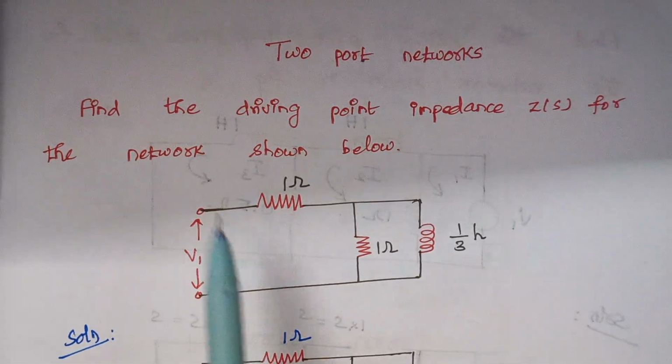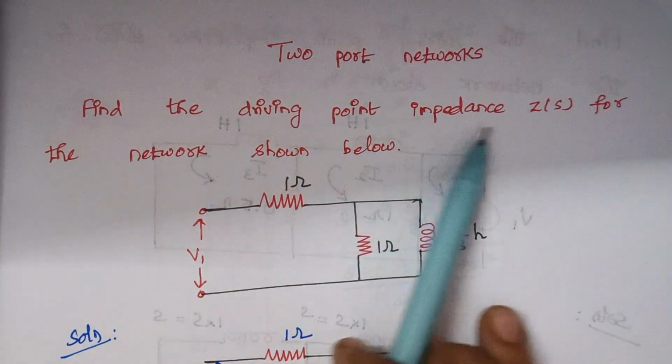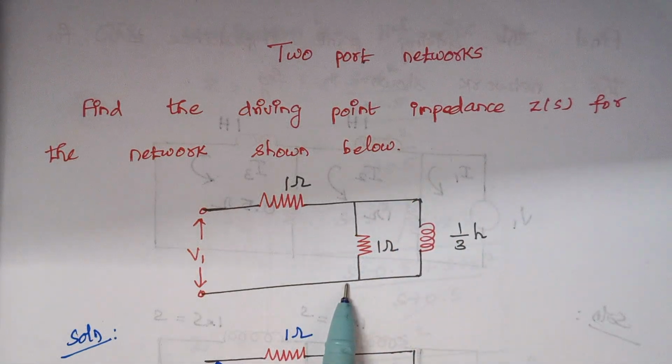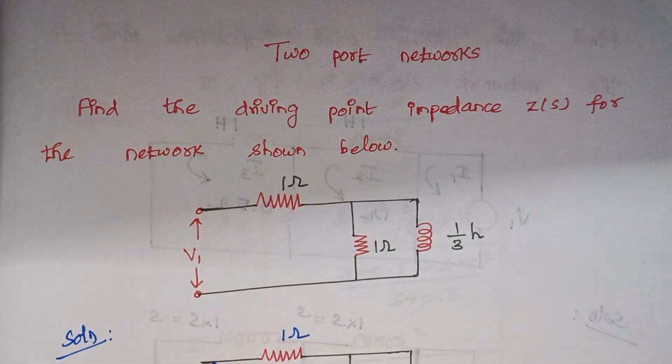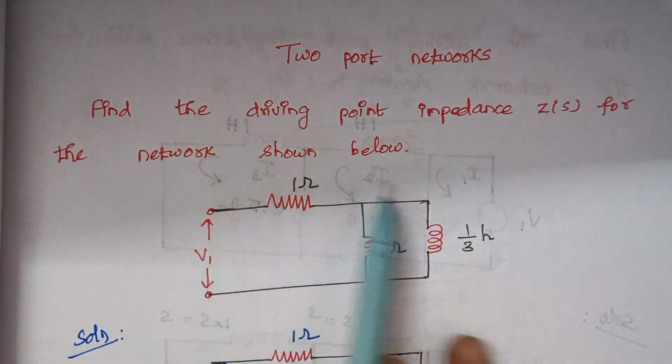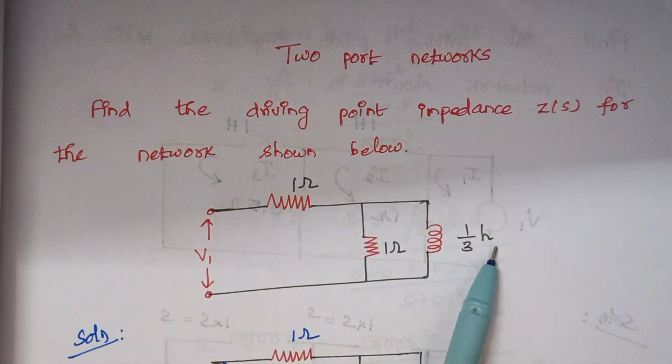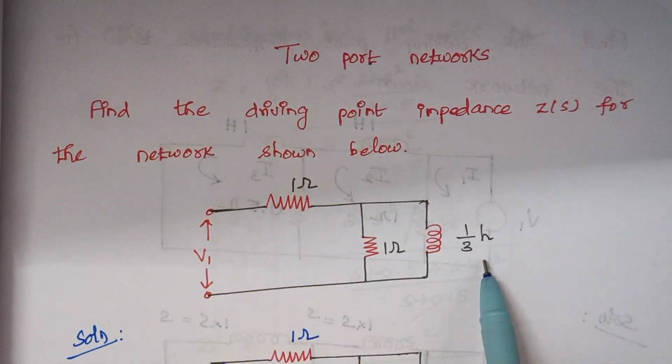The problem is to find the driving point impedance for the network shown below. So here this is the given circuit diagram. We are going to calculate the impedance. In the given circuit, you see the resistors are mentioned in ohms and inductors are in Henry, but we always need the answer in the S domain.